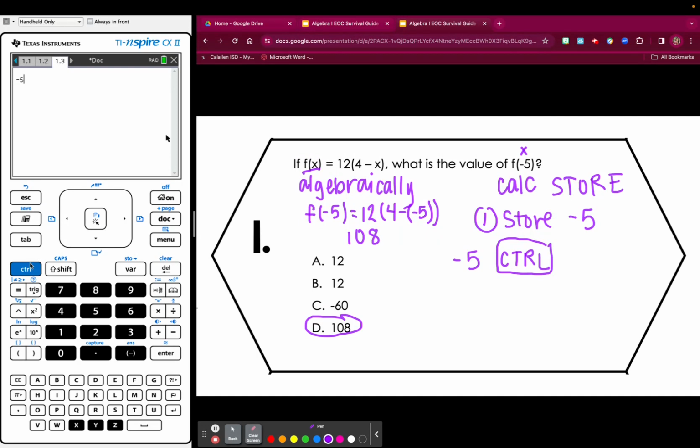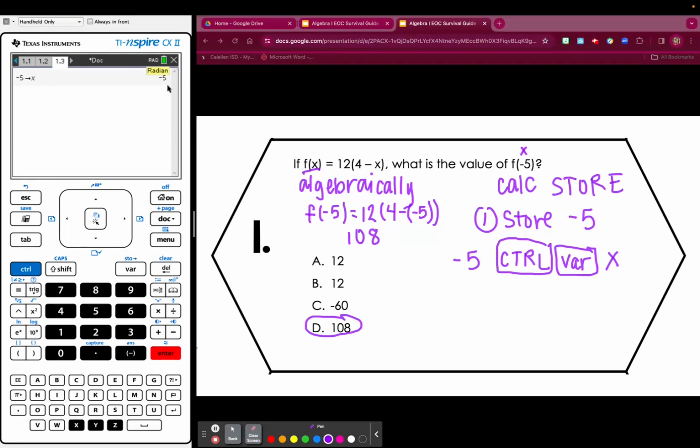So we're pressing Control and then VAR. What that's going to do is put an arrow on your screen. If you notice above the VAR button, it says STO. STO stands for store. Once you have that on your screen, you're going to go ahead and press the letter X, and basically just press enter. Go ahead and press enter on your calculator, and it's going to store -5 in place of X.